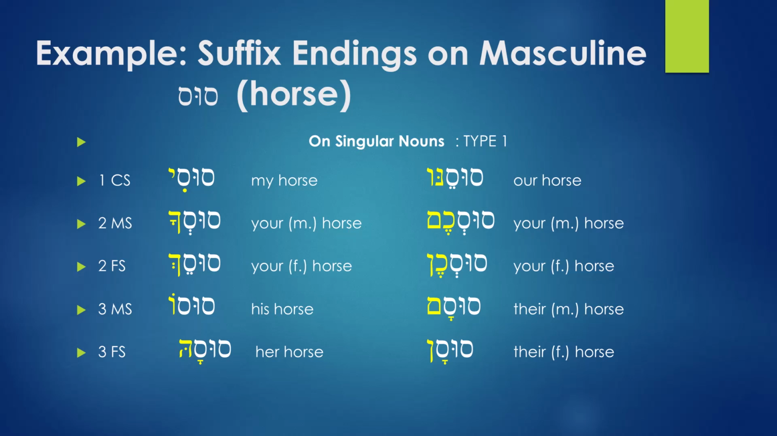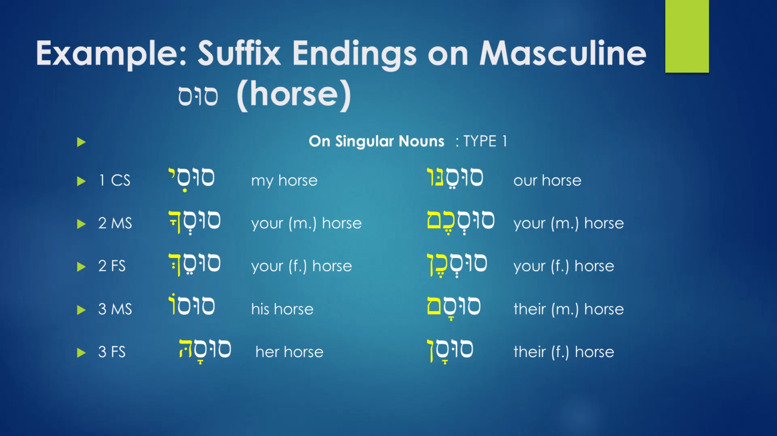Remember, these suffixes tell us who something or someone belongs to: my, your, his, her. They are showing possession. Alright, so let's look at the examples. Remember, we're using sus. Sus means horse in Hebrew. If you want to say my horse, you're going to add that suffix telling you it's my horse. So it's going to be susi, hirik yod, susi.